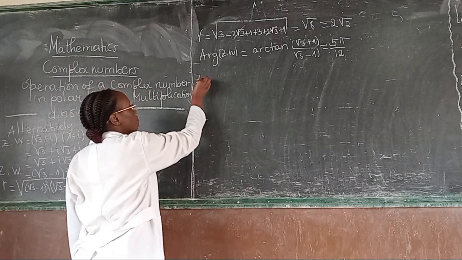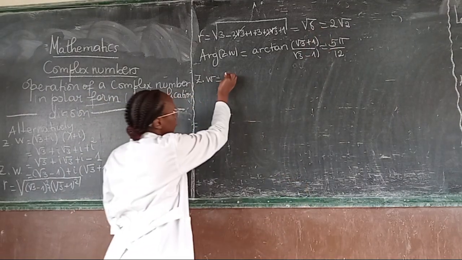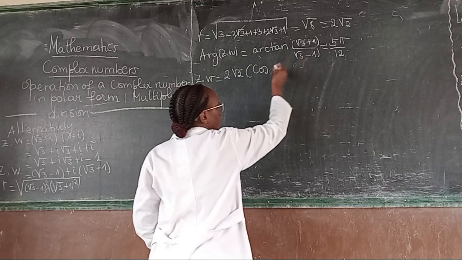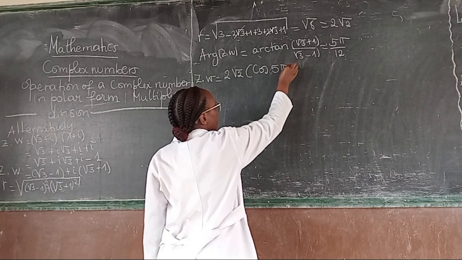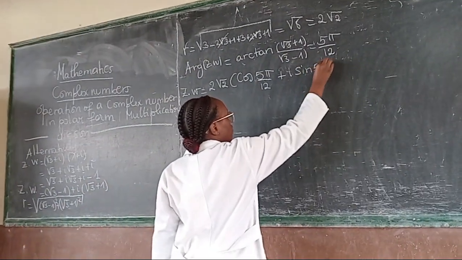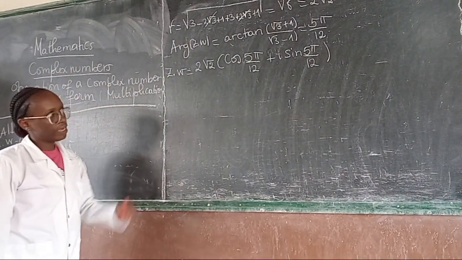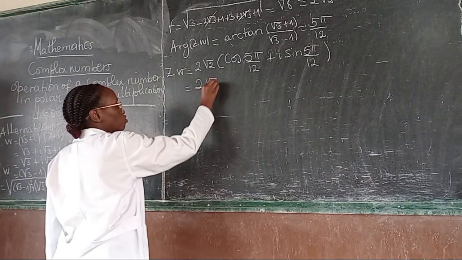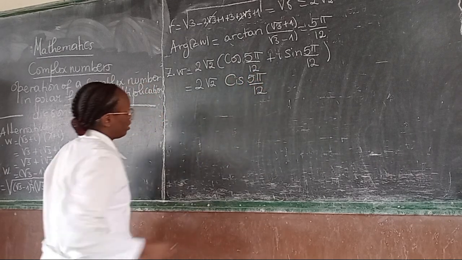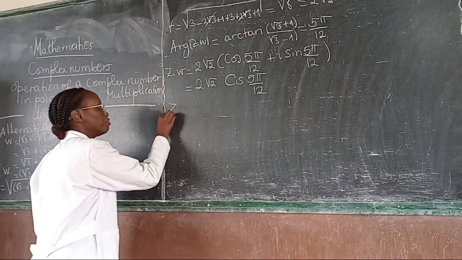So finally, z times w in polar form will be equal to the modulus we have found, 2 square root of 2 cosine of the angle we get. It is 5 pi over 12 plus I sine 5 pi over 12. So by comparing with what we have again here, we have 2 square root of 2 cis 5 pi over 12. So you see the value of the answer is still the same.